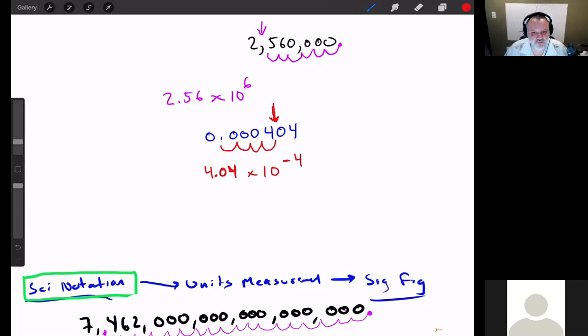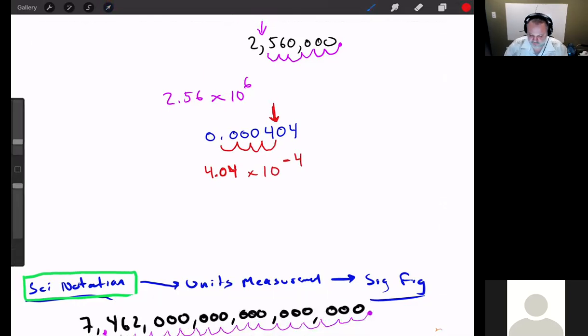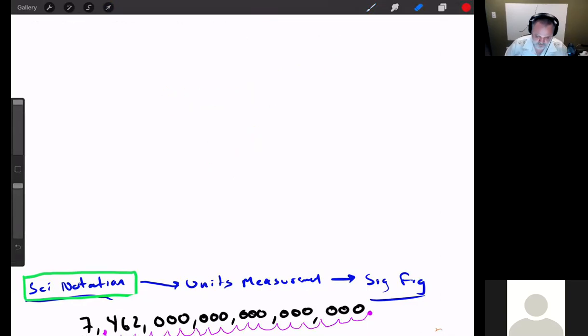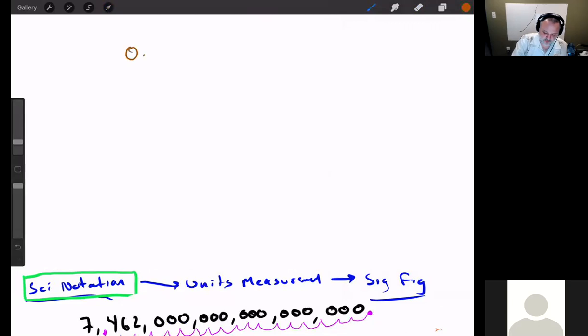How is that? You want another one of those small number practice problems? Yeah, let's do another one of those. All right, let's do 0.000007602.